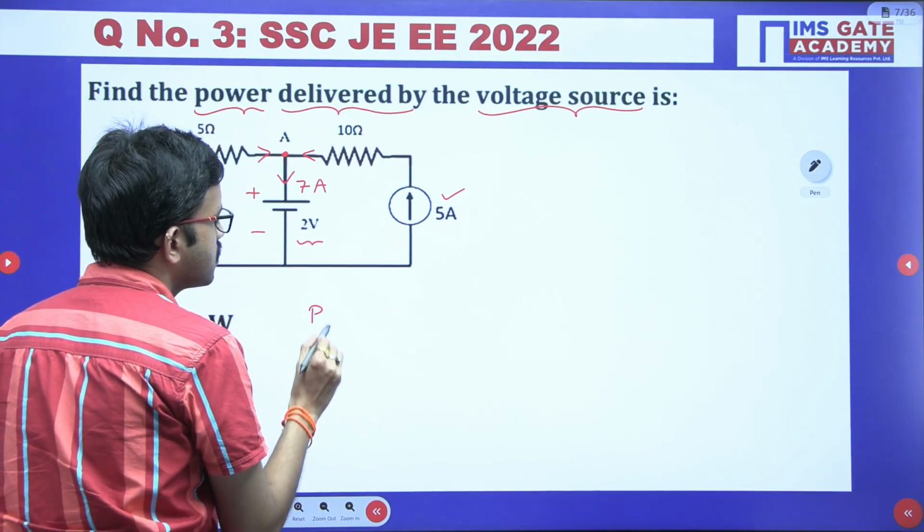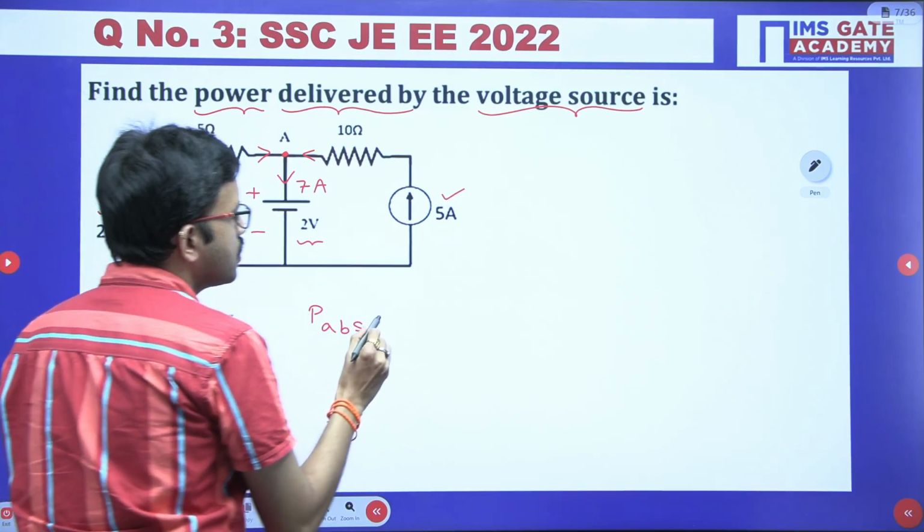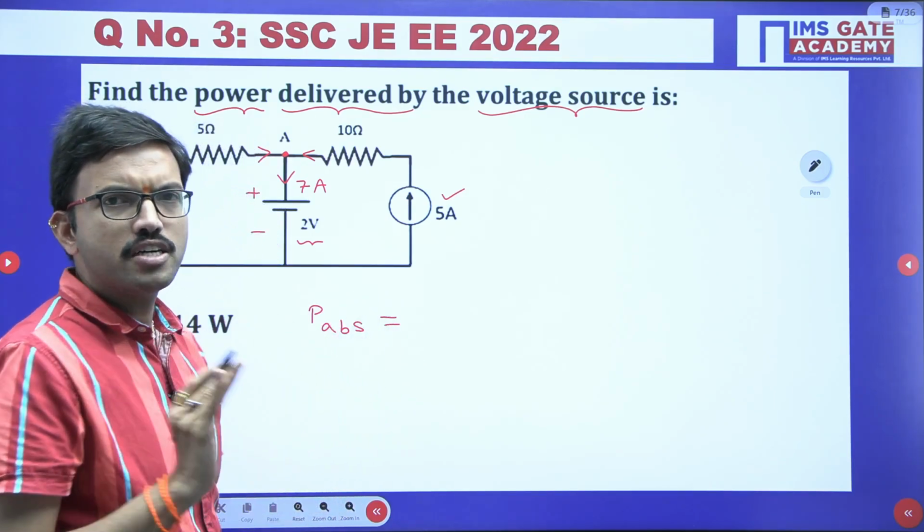So in this case the voltage source is absorbing the power. The power formula is simple, the product of voltage and current.